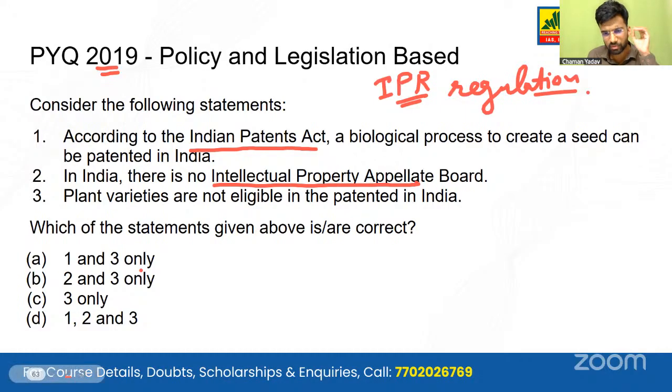Going through all this, we know the correct answer is B, because a biological process to create seeds cannot be patented in India. All the different statements are correct. In India, we do not have an Intellectual Property Appellate Board, and plant varieties are not eligible to be patented in India.